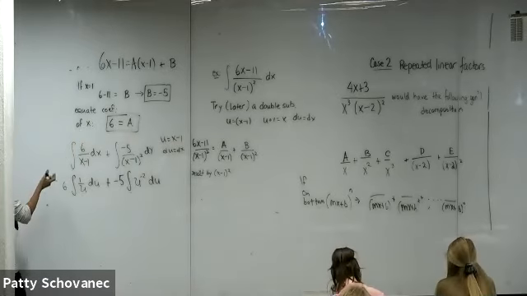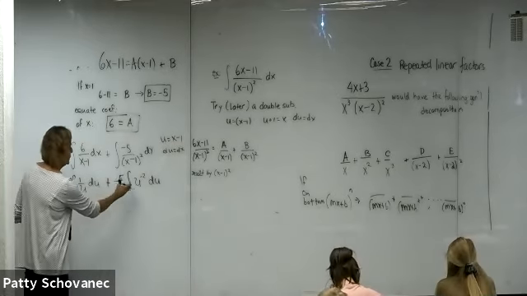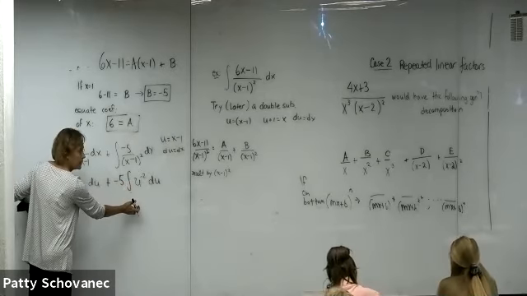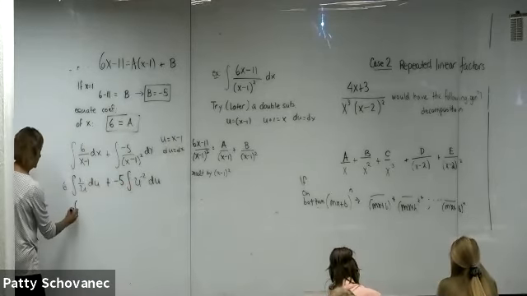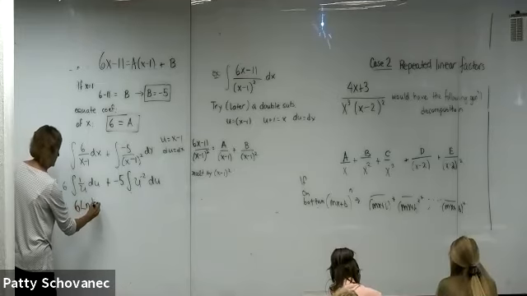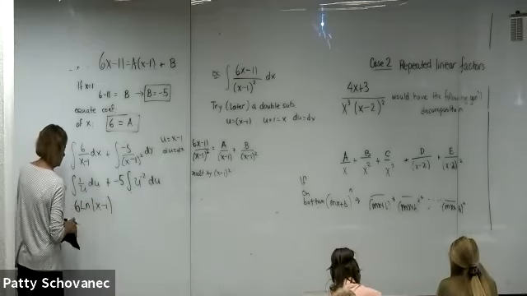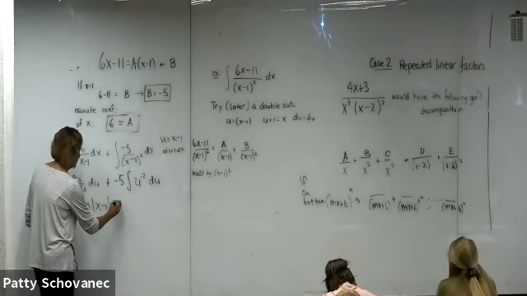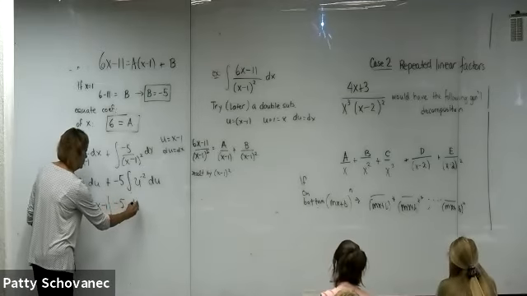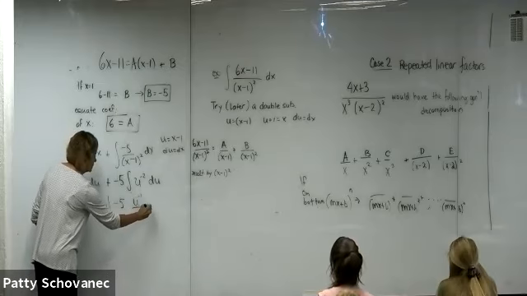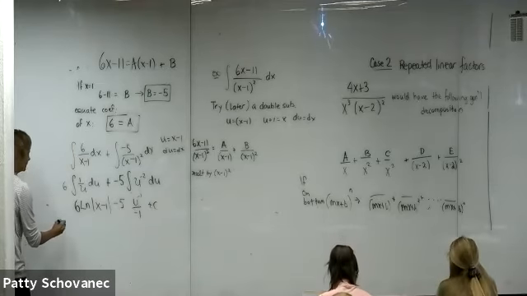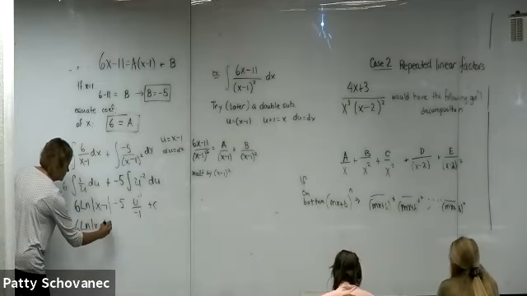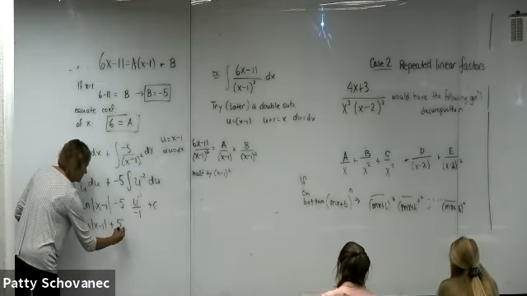So we're going to get 6 times the natural log of u minus 5. This one we integrate by adding 1 to the power and dividing by the new power. So there's minus 5, and then I'm going to get u to the minus 1 over minus 1. So I can make that a plus 5 over u. And u was x minus 1.